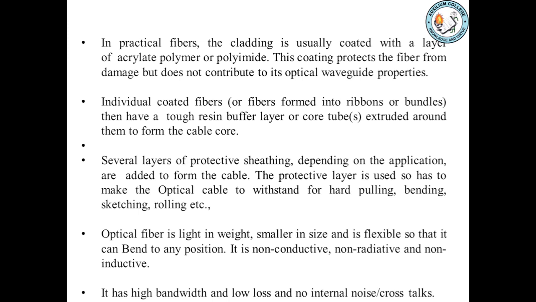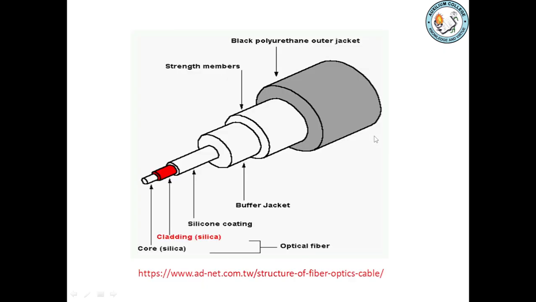Optical fiber is light in weight, smaller in size, and is flexible so that it can bend to any position. It is non-conductive, non-radioactive, and non-inductive. It has high bandwidth and low loss and no internal noise crosstalk. In the structure of the optical fiber, the core material is made up of silica, it is surrounded by cladding, then a silicone coating, then a buffer jacket and strength member, and a black polyurethane outer jacket.